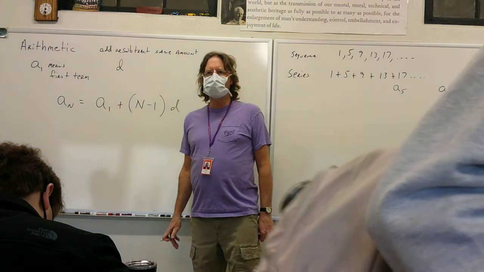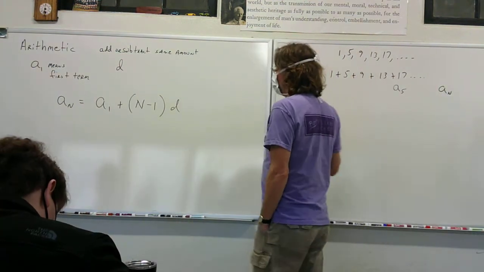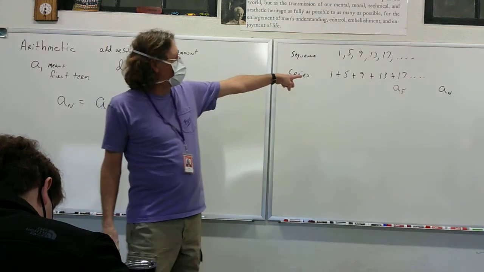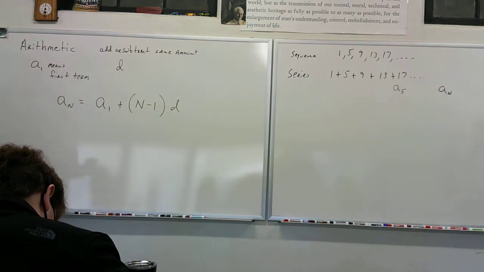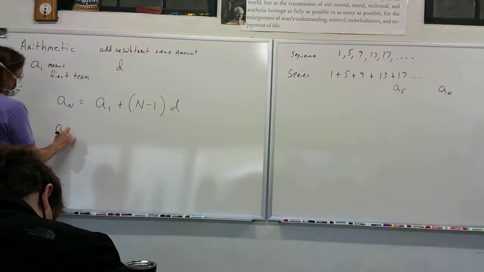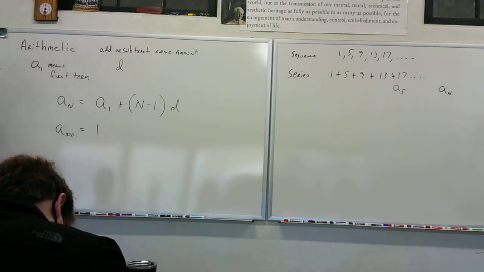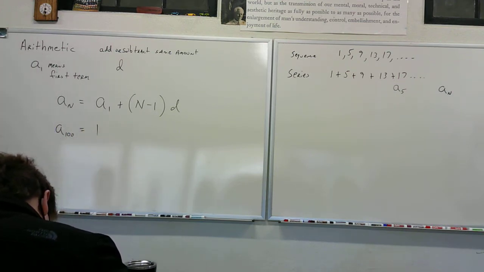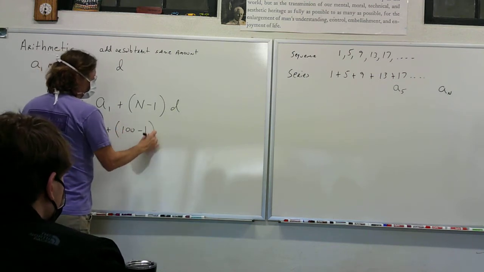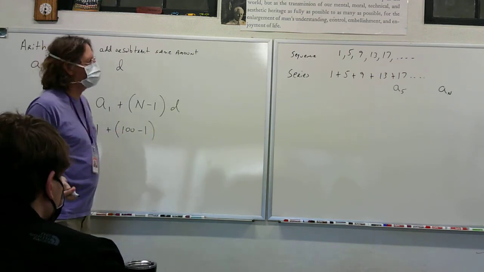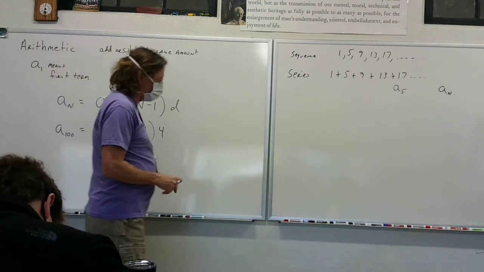All right? Now, here we go. So, if I want to know the 100th term of that, A of 100 would equal the first term, which in this case is 1, plus 100 minus 1 times the difference. And what's the difference here? 4.